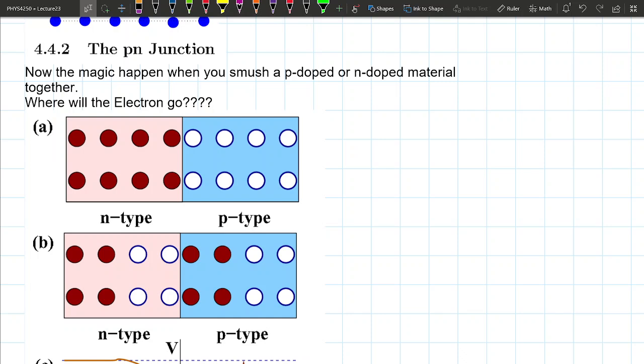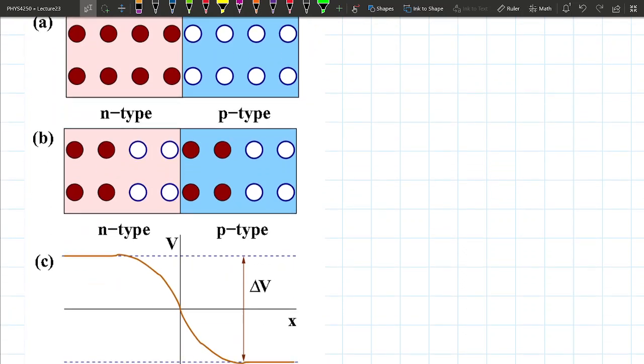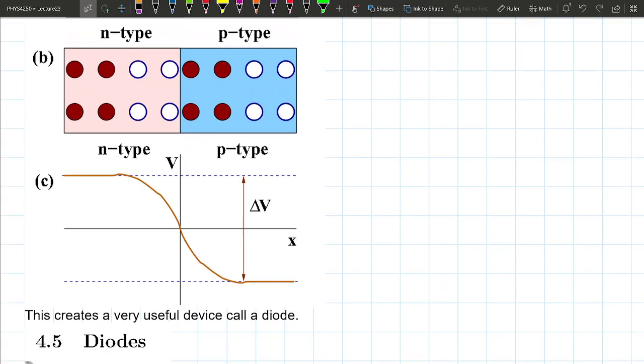So now these electrons are over here. When you remove electrons from a material, it becomes positively charged. When you add electrons to a material, it becomes negatively charged. So this is even more confusing. When you put them next to each other, the N-type is positive, the P-type is negative. So then it develops an electric field. This is a positive charge thing, so the electric field goes this way.